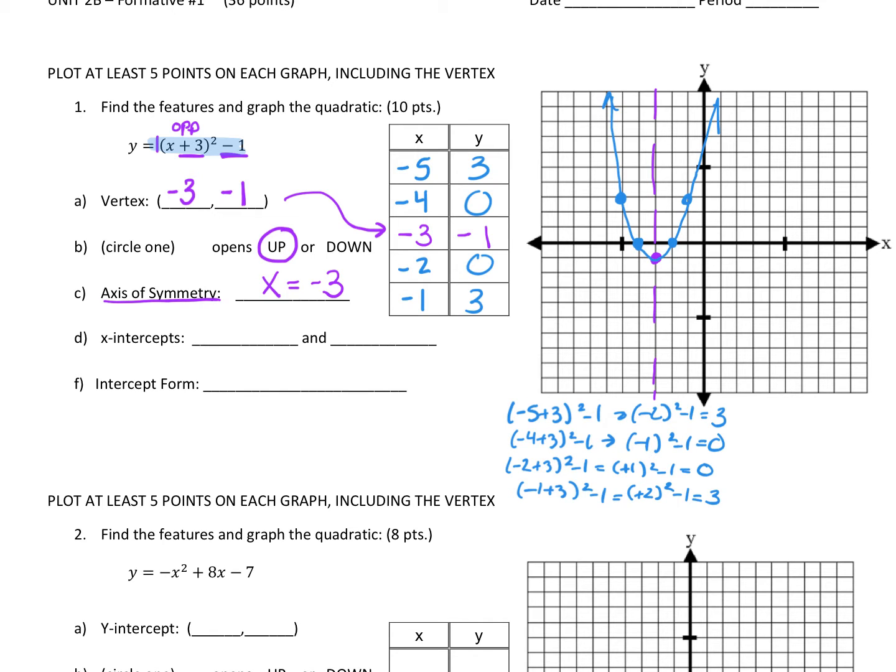Now they want to know what our x-intercepts are. So my x-intercepts come from where my graph hits the x-axis, so here and here. So I can see my x-intercepts are at negative 4, 0, and negative 2, 0. Now they want us to write it in intercept form. So my intercept form is x minus p, x minus q, where p would be negative 4 and q would be negative 2. So remember, it's always opposite. So if this is minus p and p is negative, it's going to be plus 4. And since this is minus q and q is negative, it's going to be plus 2. And so that's what my intercept form would look like, and I get that from my x-intercepts in the line above.